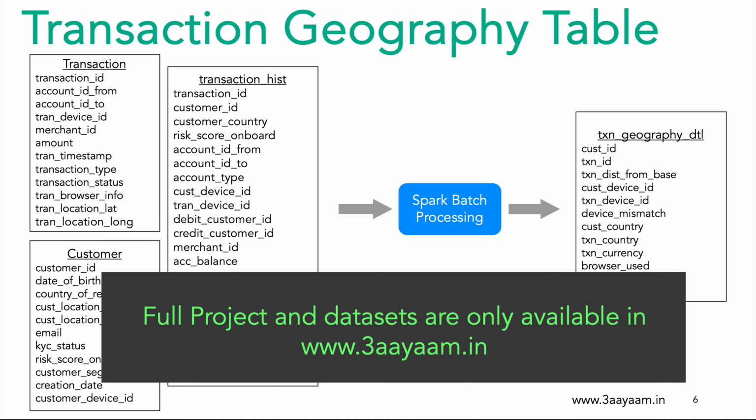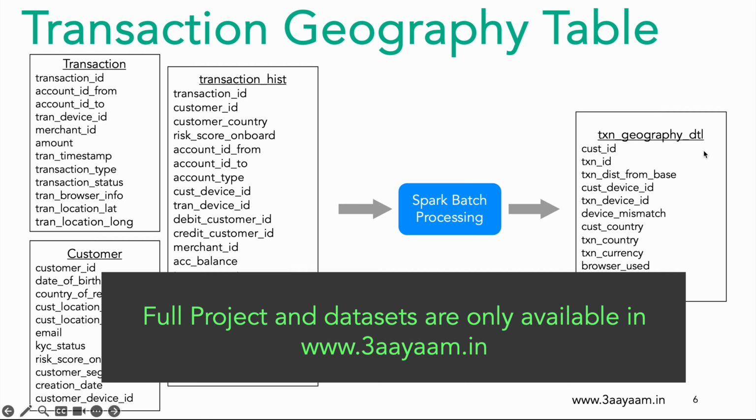Then you'll have to create a transaction geography table. This table has to be created from all 3 tables, which are the transaction table, the customer table, and the transaction history table. Now the transaction table would be in Aurora MySQL, so would be the customer table, but the transaction history table would be in Redshift. So you'll have to use the Spark batch processing DataFrame API to read from Aurora and then load it to the transaction geography detail table, which would be in Redshift.